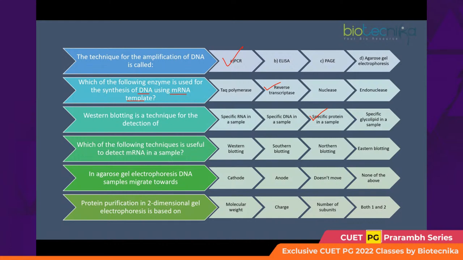Next, which of the following techniques is useful to detect mRNA in a sample? So we are talking about detecting RNA. So what technique? Northern blotting. Next, in agarose gel electrophoresis, the DNA sample migrates towards. So DNA is negatively charged. It will migrate towards the positive electrode, right? So which one is the positive electrode? Anode.